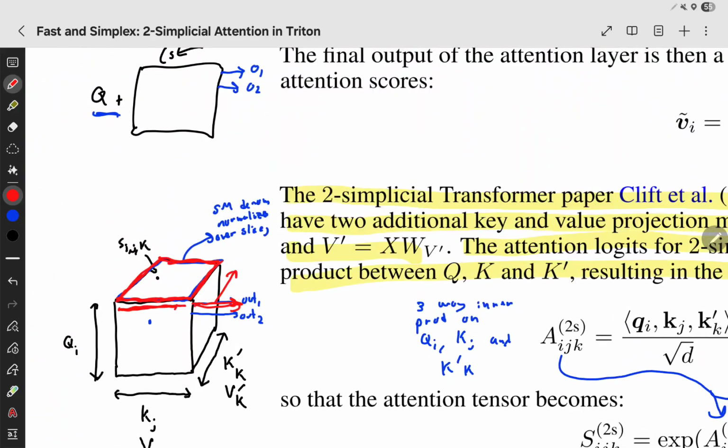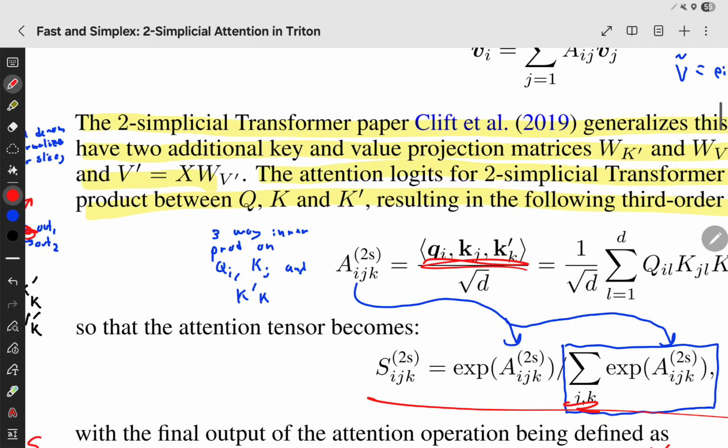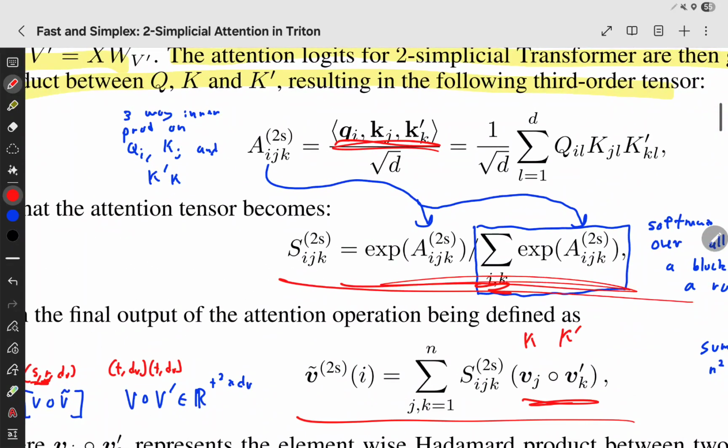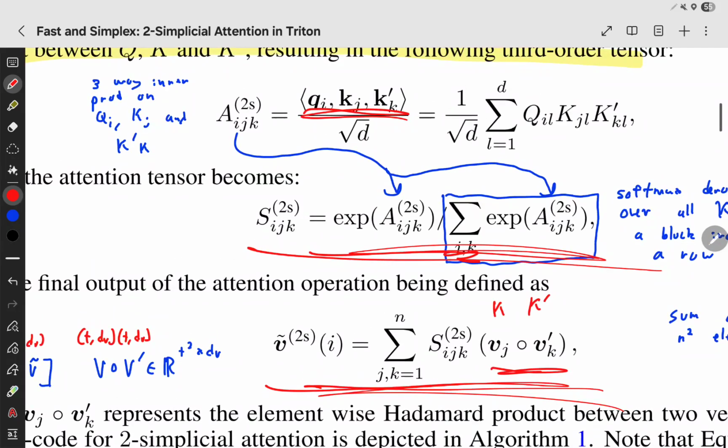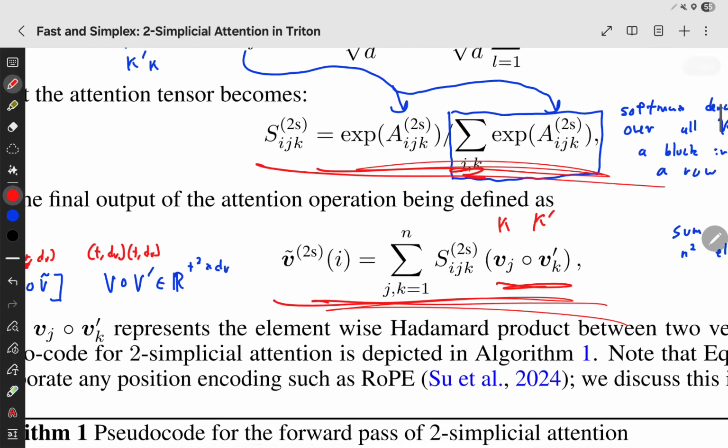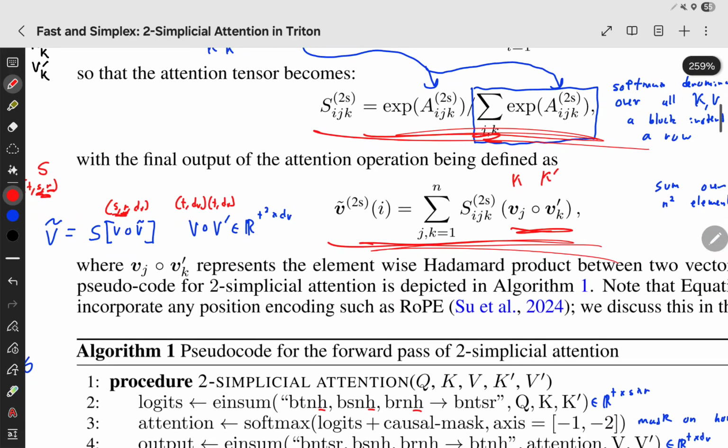And if you do that, you basically have to do a three-way inner product instead, a two-dimensional softmax, and a two-dimensional inner product over here. And if you look at the shapes, it's literally how you would think you would do it. It's just extending it into another dimension.